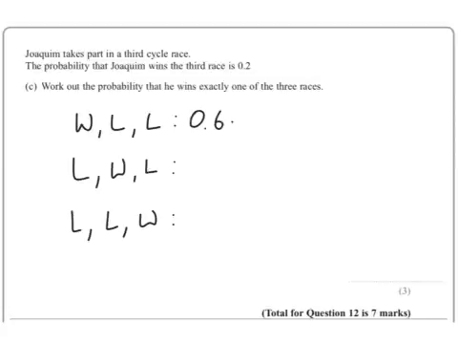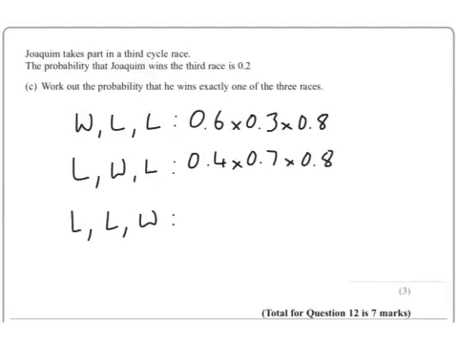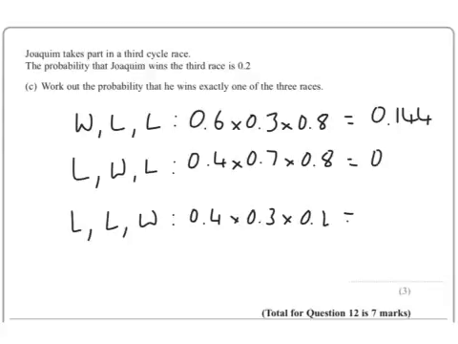So this is 0.6 times 0.3 times 0.8. This is 0.4, and you can use your tree diagram, alright, to do this. There you go. And this one is 0.4 times 0.3 times 0.2. Work them all out, which is, what is it, 0.144, I've got 0.224, and this one is 0.024. Add them all up, and you'll get the probability of 0.392.